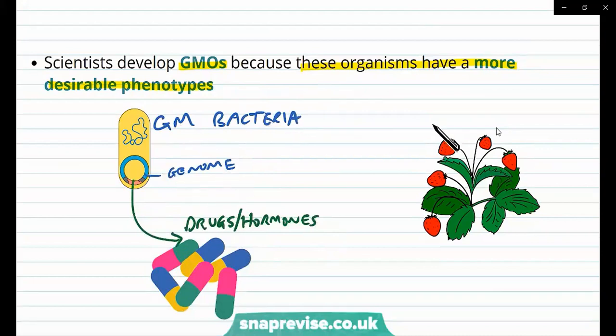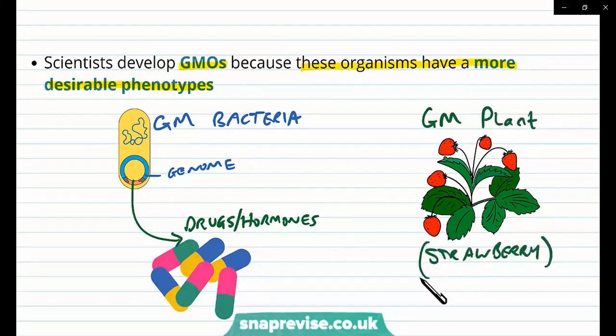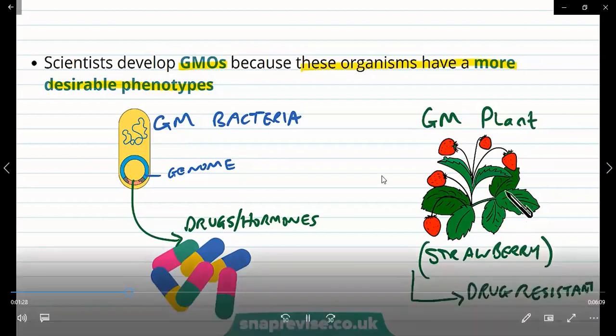Another example is a genetically modified plant, which is the strawberry plant, and we've genetically modified it to sometimes become drug resistant, which means that when we spray pesticides and insecticides over particular farm areas, the actual strawberries are okay and they won't suffer from the drug.